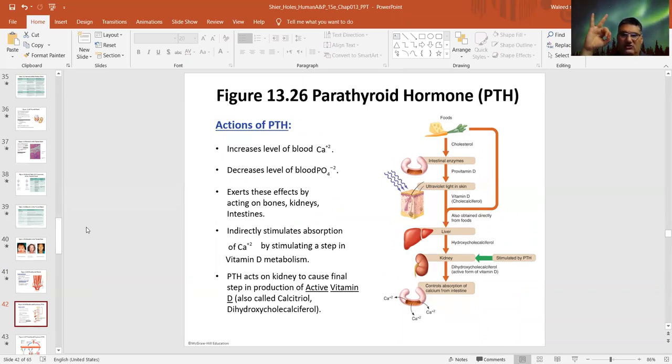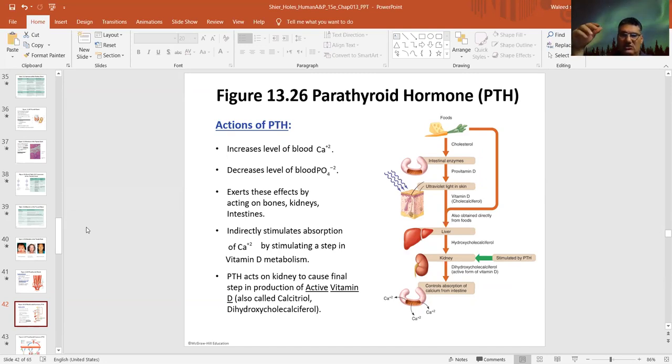Two of them are similar to calcitonin that I already mentioned. One of them is to decrease kidney excretion of calcium. It will tell the kidney, don't lose calcium. I want it to increase. The second one is taking the calcium from the bone to the blood, which is the opposite of calcitonin. This is two. Number three, it's going to stimulate vitamin D.